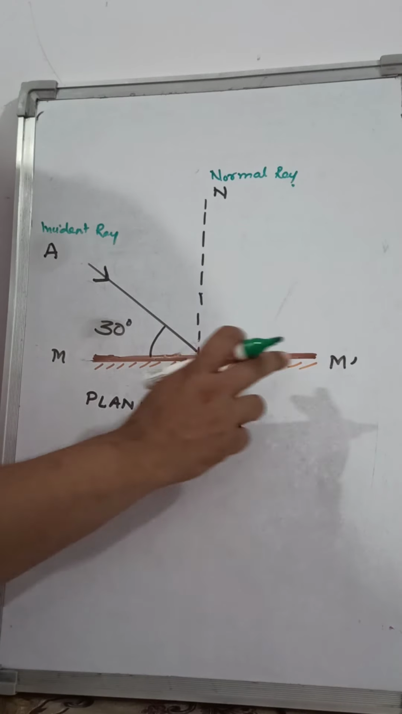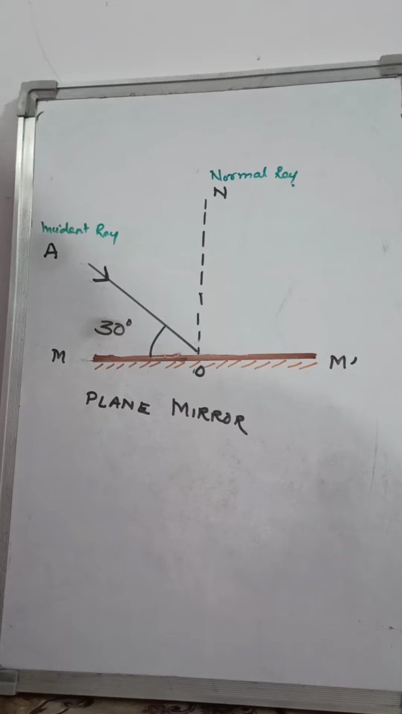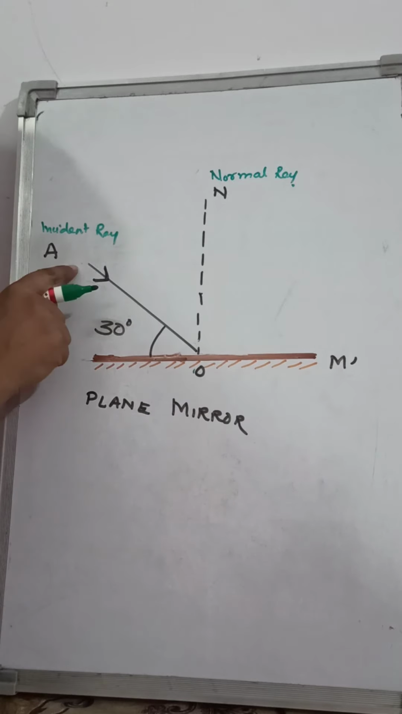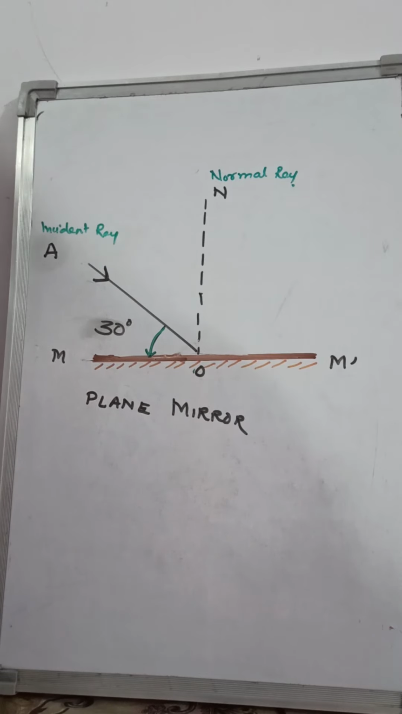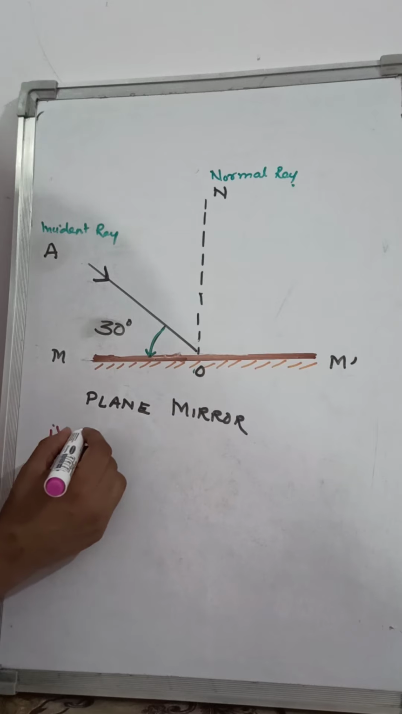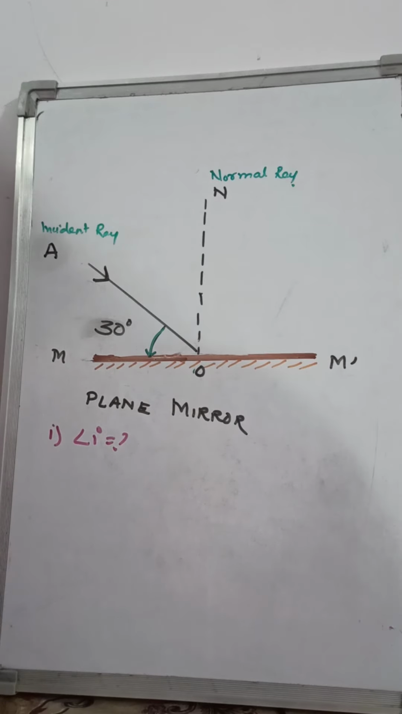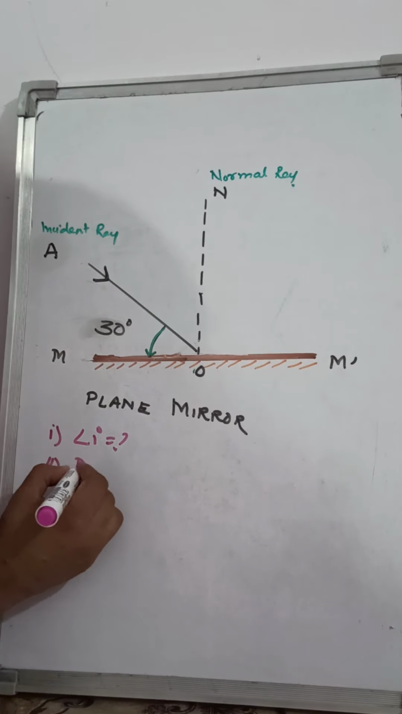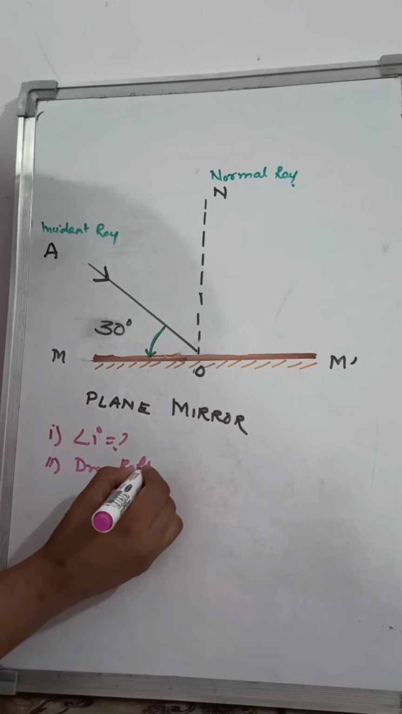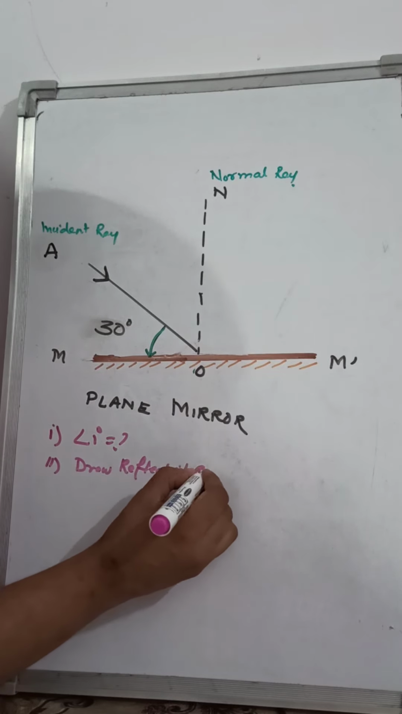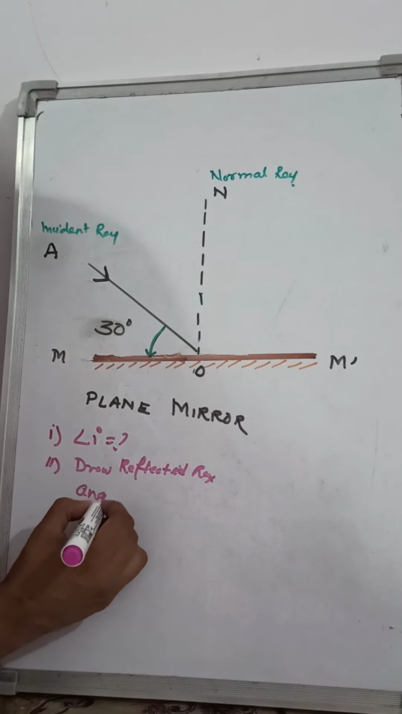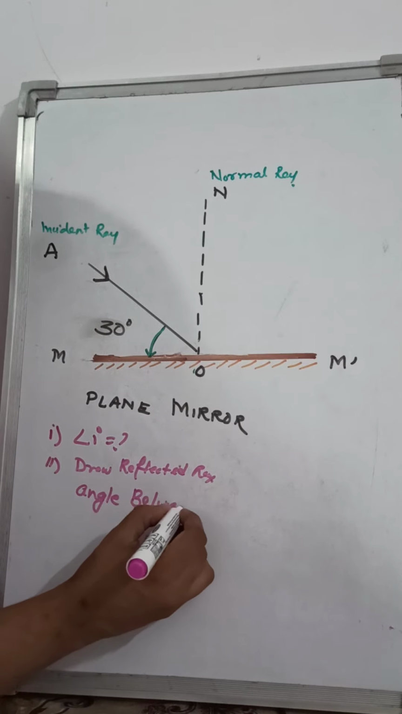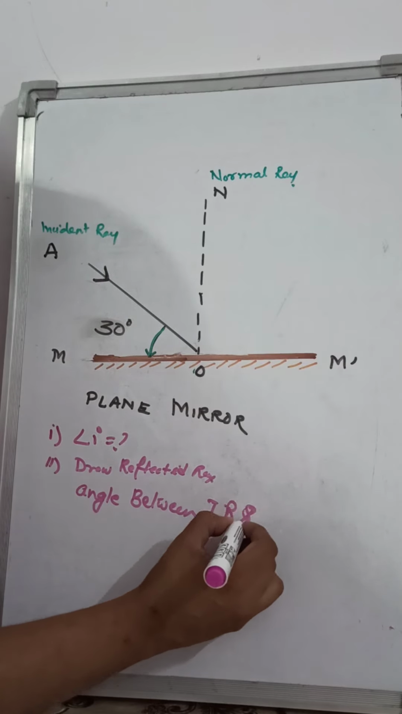On the plane mirror MM dash, the angle which the incident ray makes with the plane mirror is 30 degree. You have to find the angle of incidence, angle I. In part B, you have to draw the reflected ray. Then find the angle between the incident and reflected ray.